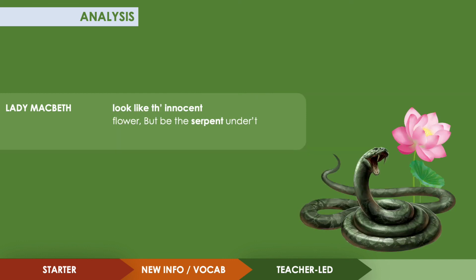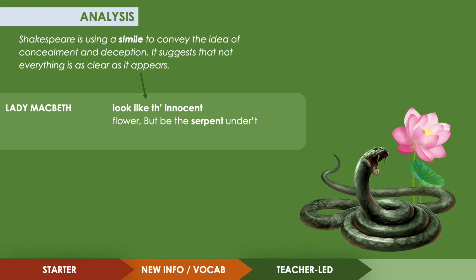So last quotation, guys. So we have look like the innocent flower but be the serpent underneath. So this is an important quotation to learn for Lady Macbeth as it's summative to her character and role in the play. So first we have this simile, and here Shakespeare conveys the idea of concealment and deception, so suggesting that not everything is as clear as it appears.